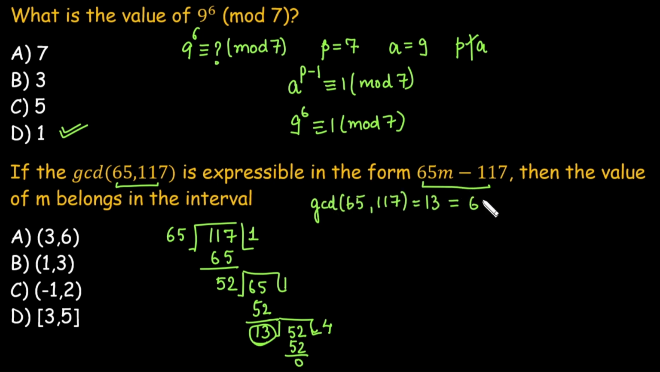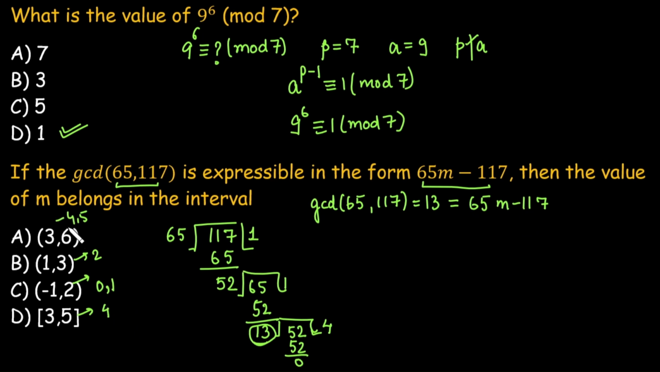And this can be further written as 65 into m minus 117. How to evaluate that? Now to find the value of m, we need to look at the options. According to option A, the possible value of m can be 4 or 5 because it is an open interval, so we cannot take the endpoints, and surely m is an integer, that's why 4 or 5. According to option B, it can be 2. According to option C, 0 or 1. According to option D, only 4. Check whether any one of them satisfies this condition or not.